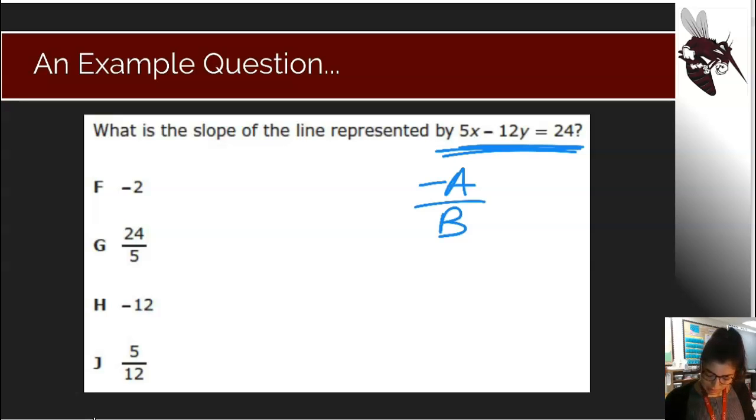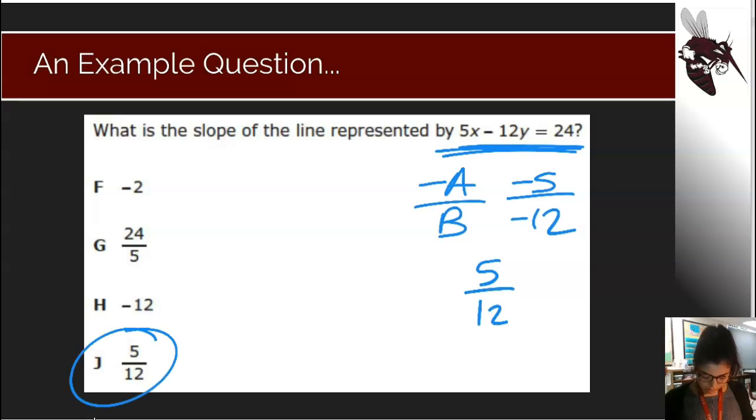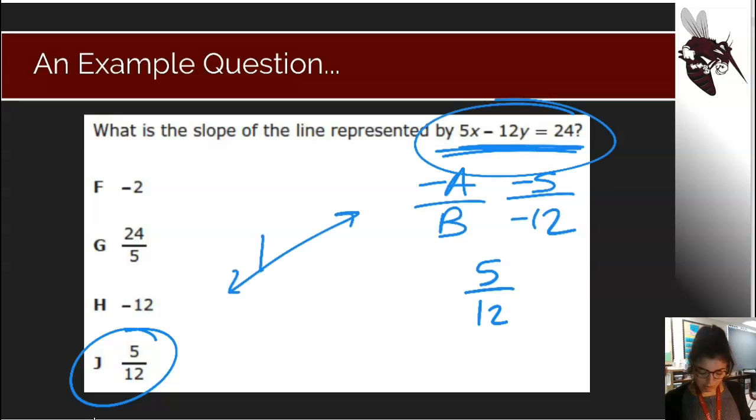Well, A is 5, so the opposite of 5 is negative 5, and B is a negative 12. So I know my slope is going to be negative 5 over negative 12. Well, that reduces to 5/12. And there I have the slope of this line. I could always throw this in a graphing calculator and see what the line looks like and count my rise and run to identify that it's 5 and 12 between 2 good points. Rise of 5, run of 12.